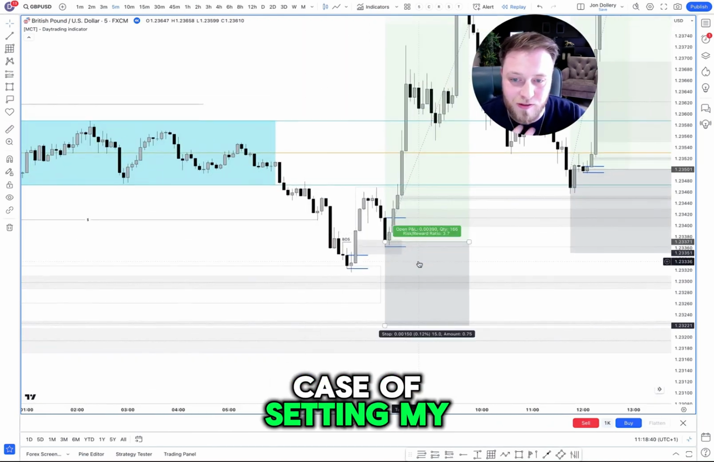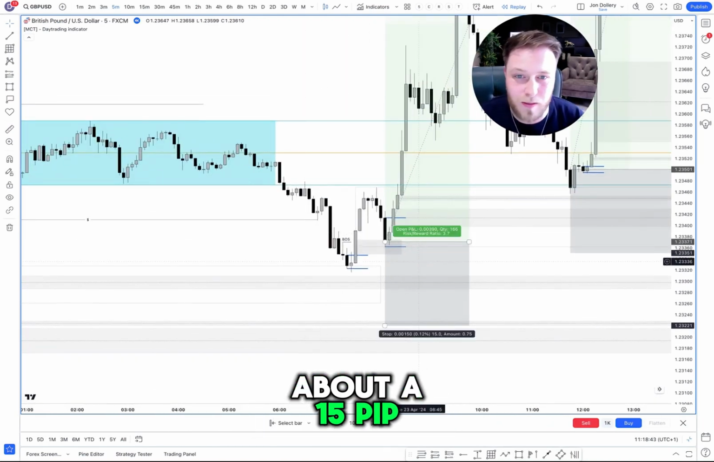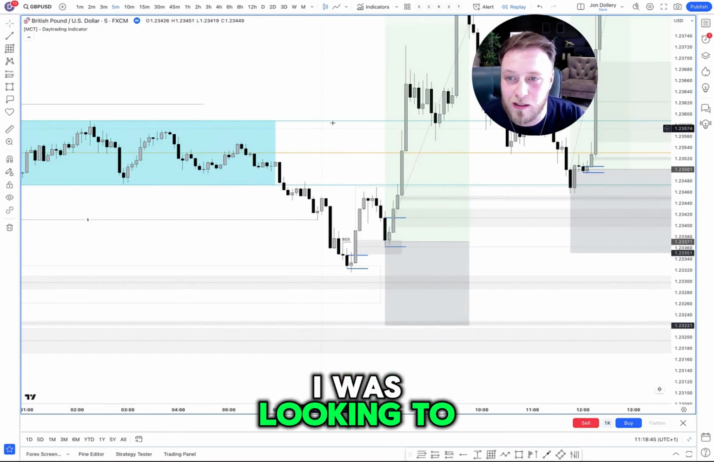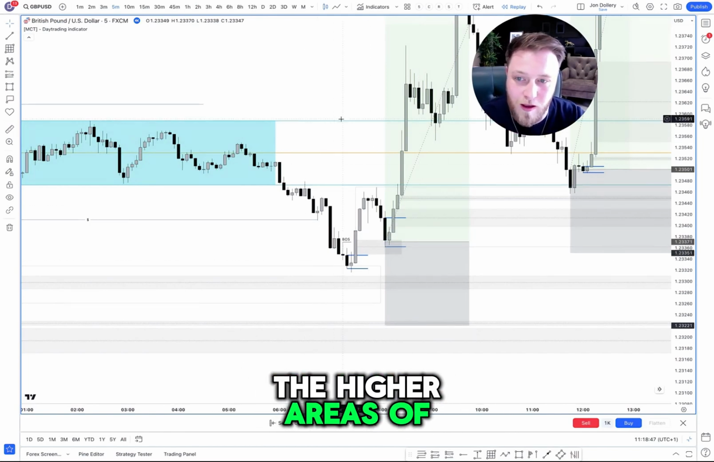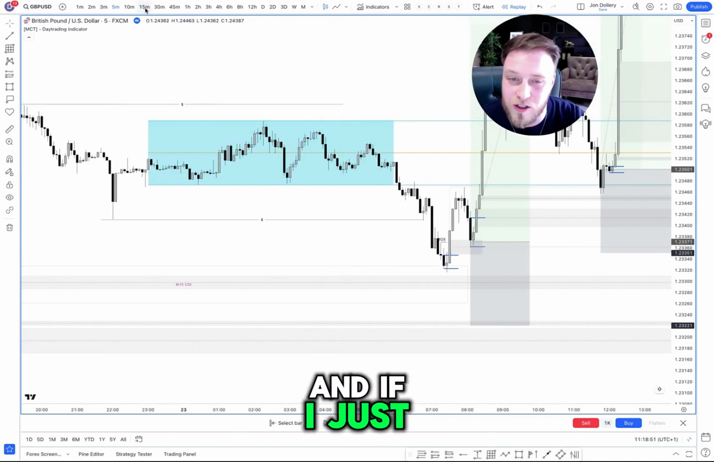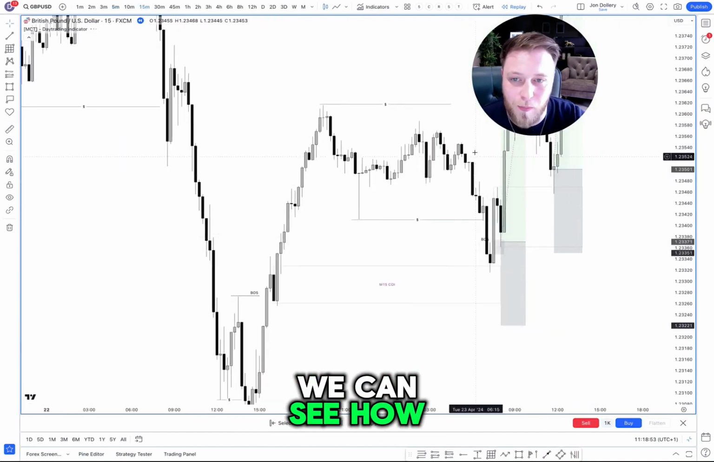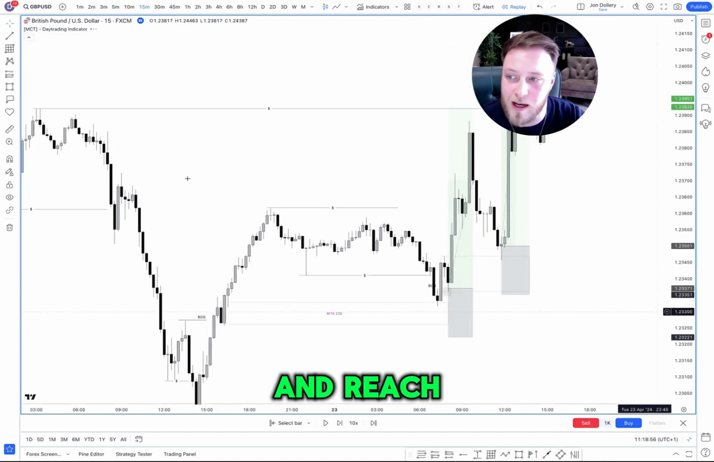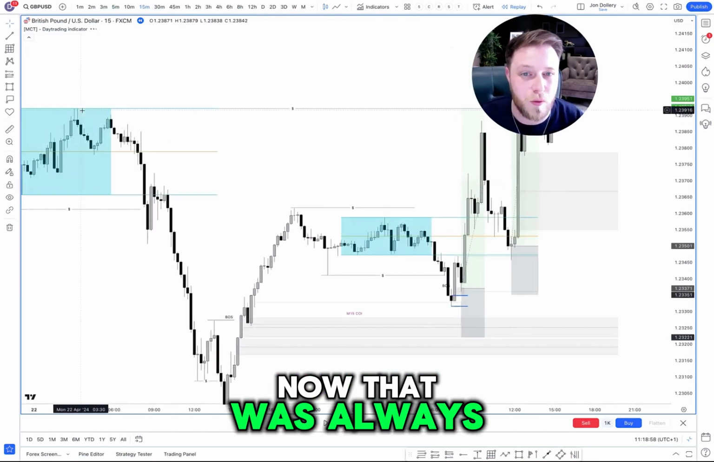Then it was a case of setting my stop loss. I worked in around a 15 pip stop loss on this, and I was looking to target the higher areas of the range. So we can see that we've got the Asian range high, we've got the liquidity target here. And if I just step up once again, we can see how price did ultimately go and reach my external range high. Now that was always my target.